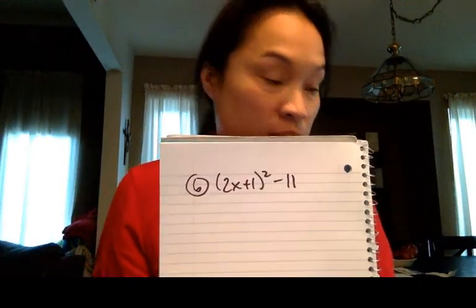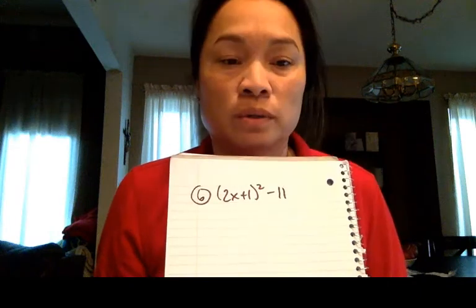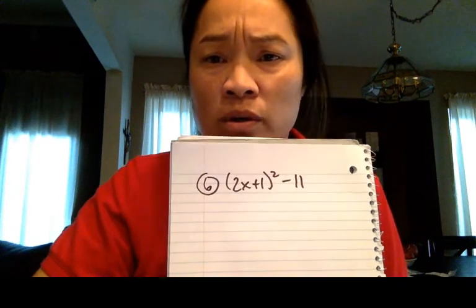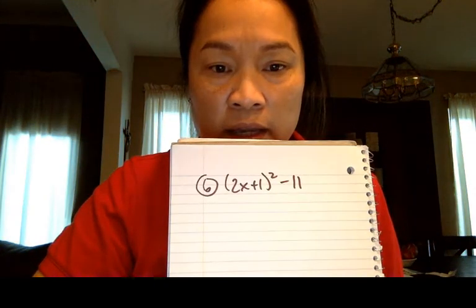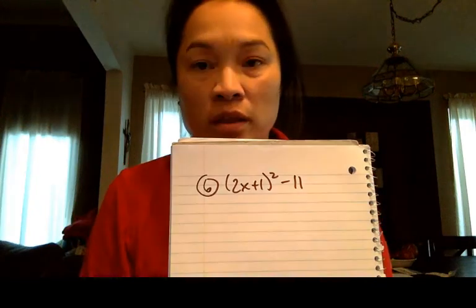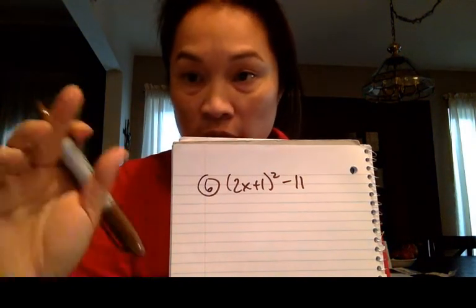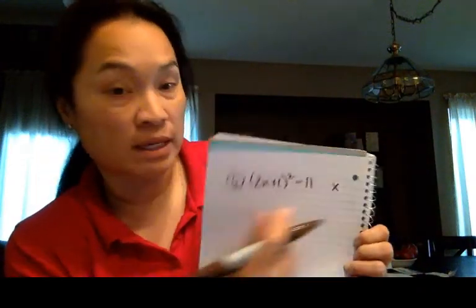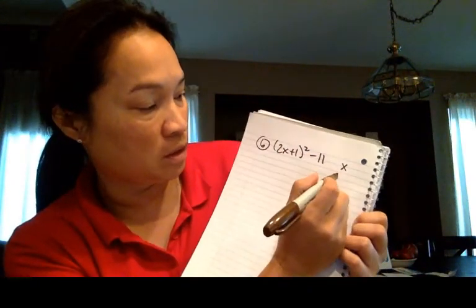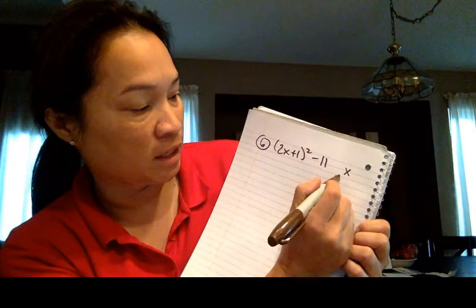Number 6, 2x plus 1, quantity squared minus 11. So this first thing it's asking you to do is, I think it says horizontal, let me read it on my book. It says a horizontal shrink by a factor of 1/4. So because it's 1/4 and it's horizontal, wherever I see x, and remember it's going to be the reciprocal, instead of 1/4, it's going to now turn into 4x.